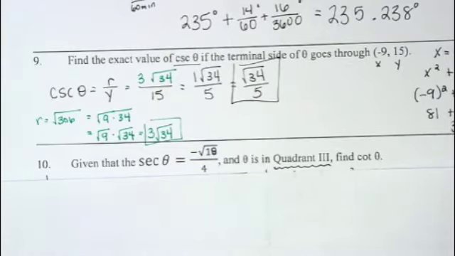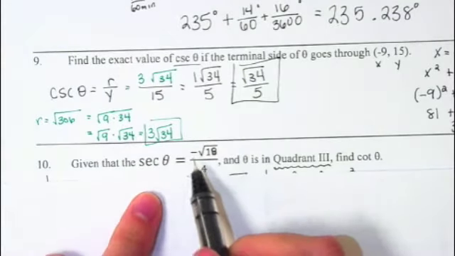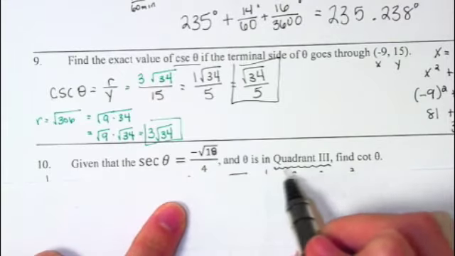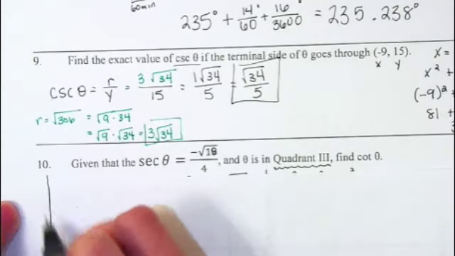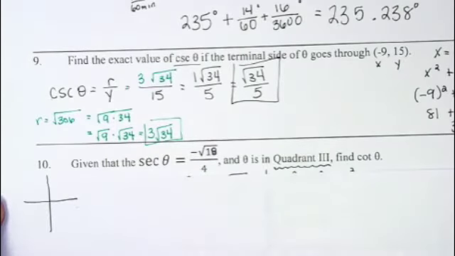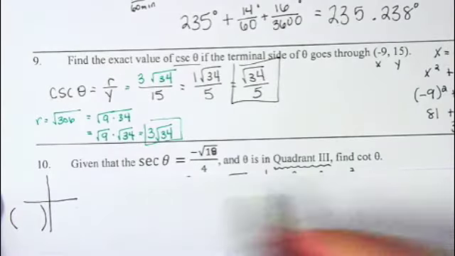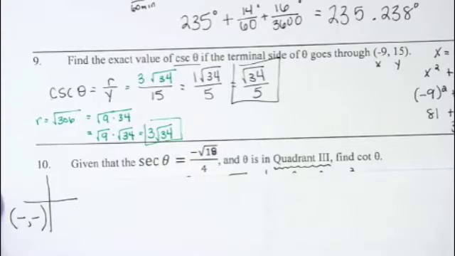So question number 10 tells me, given that secant of theta is negative square root of 18 divided by 4, and theta is in quadrant 3, this is very important. The second that I see that it's in quadrant 3, I'm going to immediately draw something so that I can refer to it again. In quadrant 3, I know that x and y are negative. So that's going to help me figure out whatever my missing value is. Do I need to make it negative? Do I need to make it positive?